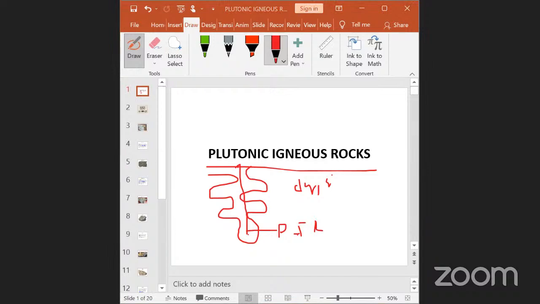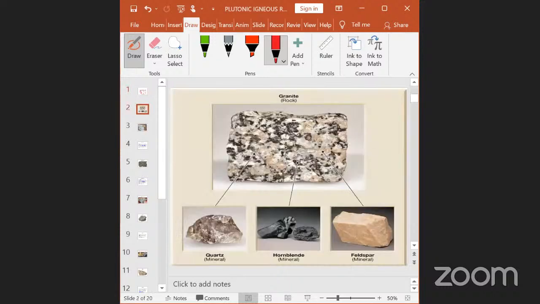Depending on the silica content, SiO2, they are called gabbro, dolerite, and granite, and also pegmatites. By quantity, these rocks are by far the most common rock types. So you see, the first one is granite.